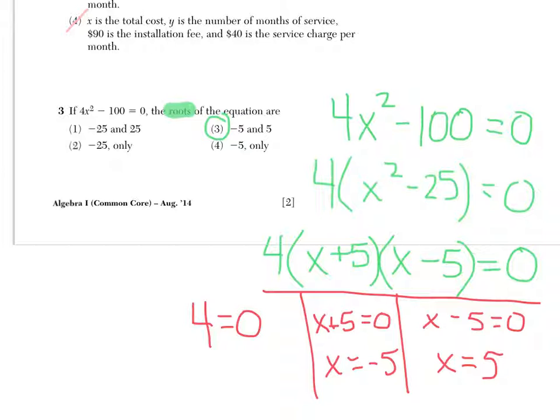My last step would be to take each one of my factors and set those all equal to 0. And by doing this, I realize 4 equals 0 doesn't make sense, so I'm not going to even bother with that. But x plus 5 equaling 0, if I move the 5 to the other side, that gives me my root at negative 5. And x minus 5 equals 0, if I move the negative 5 over, I get a positive 5.